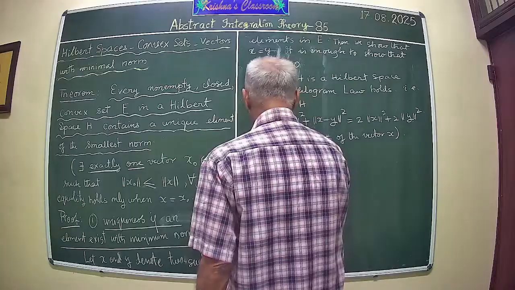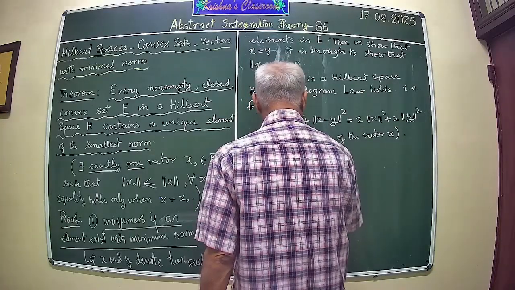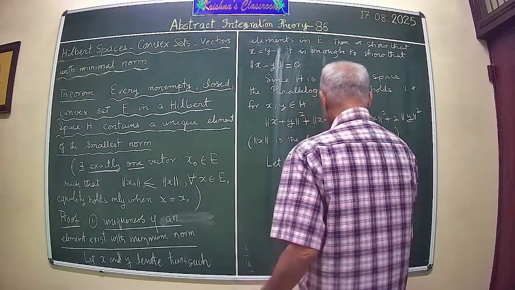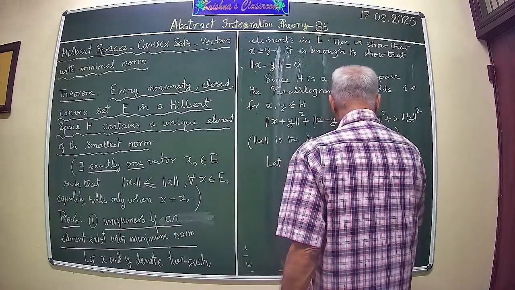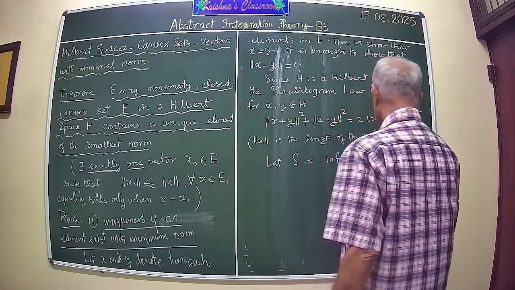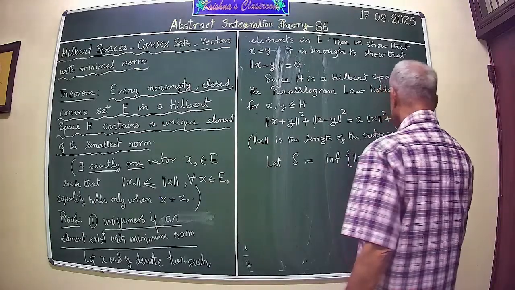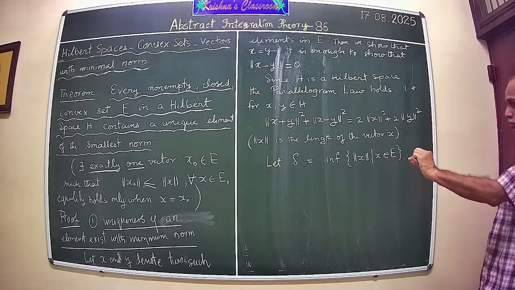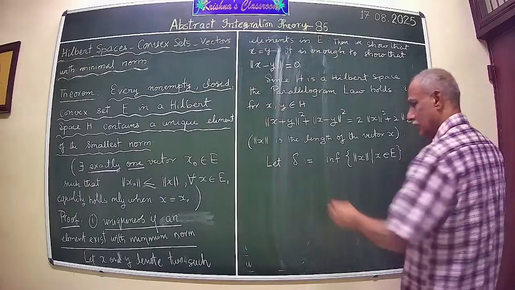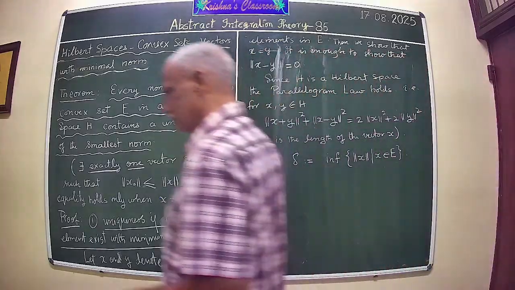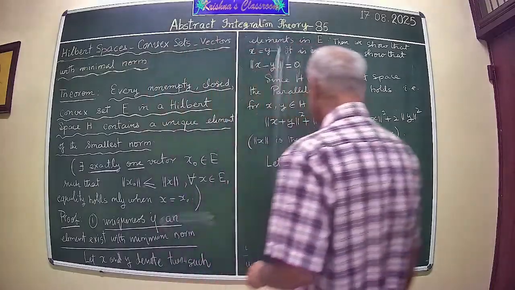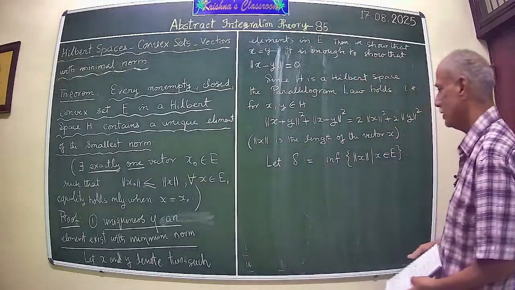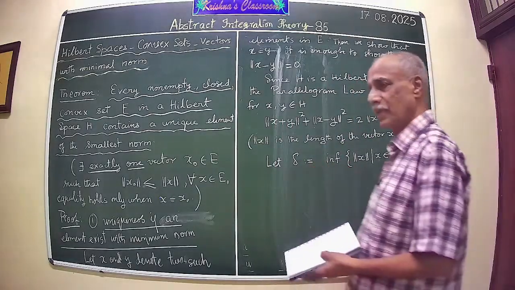Now let delta be the infimum of the norm of x over x in E. So a vector whose length is given by delta will be the vector serving our purpose. So we want to show that there exists a unique vector having this property. So the first part is uniqueness. We want to show that there exists a unique vector with length delta.